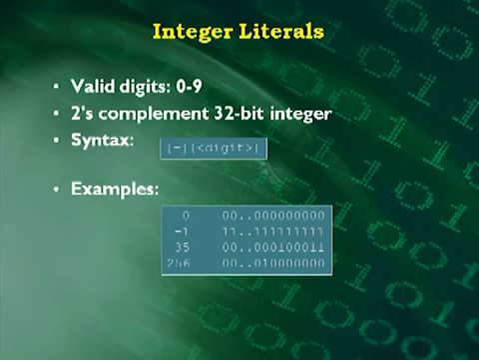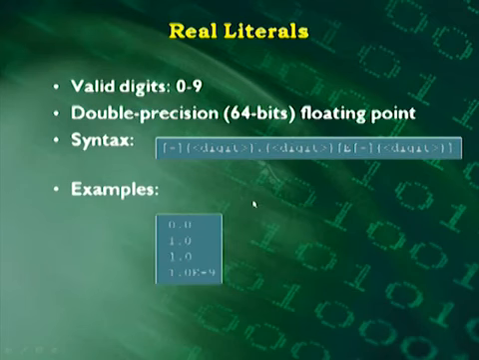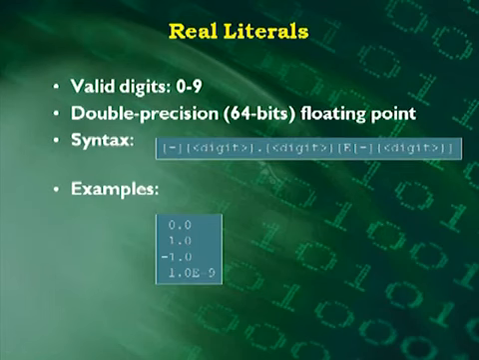Okay, integer is another type we can use, and you can use digits 0 through 9, and it's a 2's complement 32-bit integer. And here's the syntax and some examples. I think these are probably pretty straightforward. You can also use what we call real literals, and again you use digits 0 through 9, and it's double precision 64-bit floating point. And here's the syntax for it. So this probably looks fairly familiar. And some simple examples.